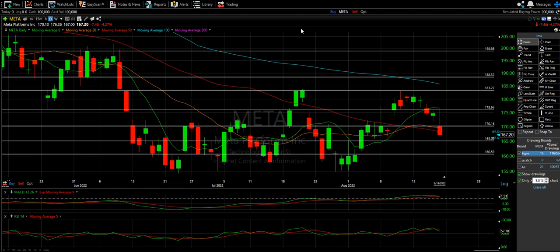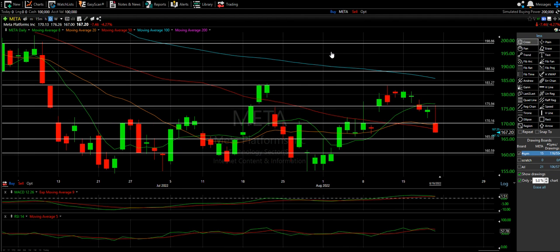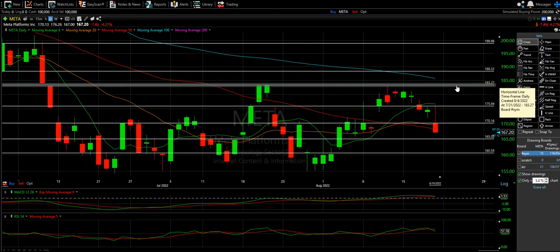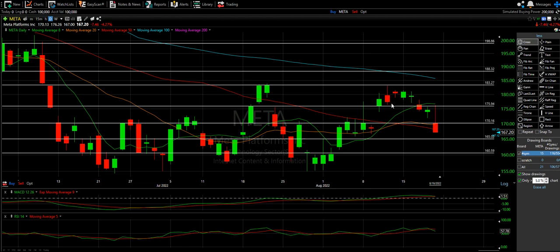So we will start with M. Of course, this used to be the F. Now it's the M, so Meta. Man, it's been pretty rough actually since it's hit this 183 line, right? And you can see it really was just a wick, right? It was a high of the day, nothing more.